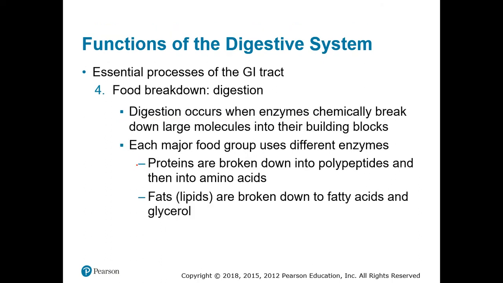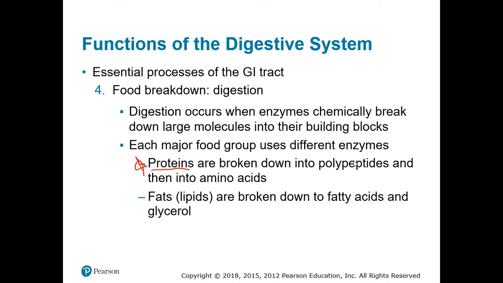Now here, the next major group we're going to talk about is proteins. Proteins can be broken down into polypeptides and then further into amino acids. If you've taken biology class, you've learned how DNA gets changed into RNA. RNA then goes out to the ribosome, and it puts together an amino acid chain called a polypeptide, and these eventually form proteins.